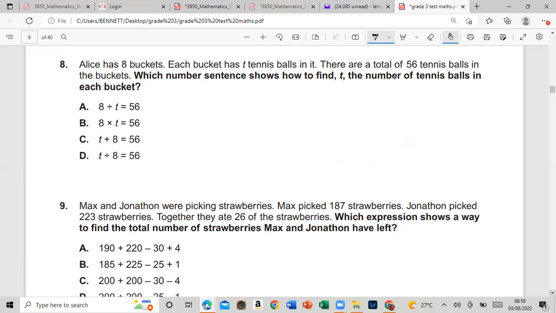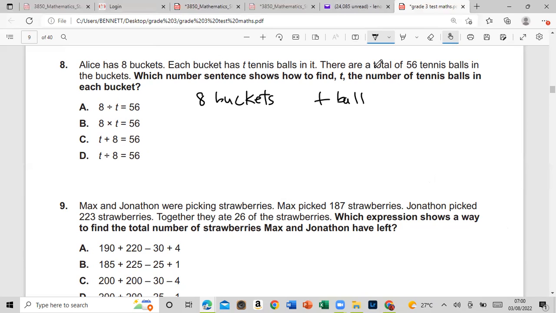Alice has 8 buckets. Each bucket has the same number of tennis balls in it. There are a total of 56 tennis balls in the buckets. Which number sentence shows how to find T, the number of tennis balls in each bucket? All right, so it said Alice has 8. So let's look at what they say. 8 buckets, right?